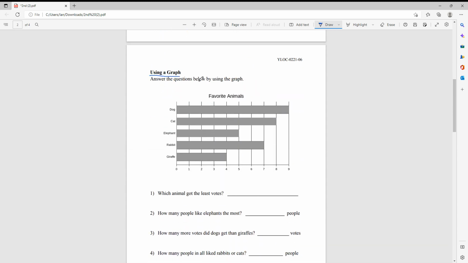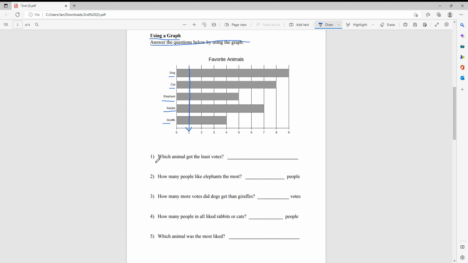Next, we are using a graph. Answer the questions below by using the graph. So on the left side here, it shows the certain animal, so we know which bar is which. And then on the bottom, these lines that go up like this show a number at the bottom, which shows how many of each bar or how many of whatever is here.